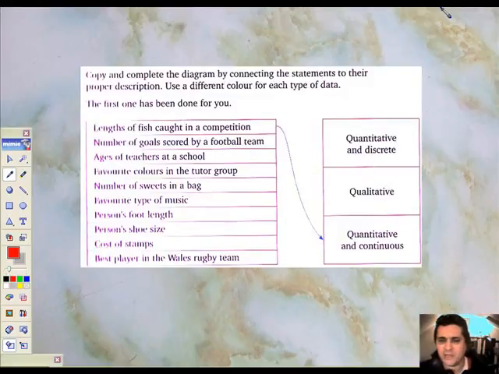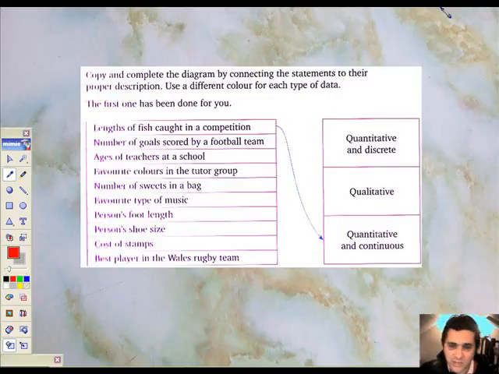It says copy and complete the diagram by connecting the statements to their proper description. Use a different colour for each type of data. I'm not going to do that. I'm not going to draw loads of lines across that page anyway. I'm just going to put a little code next to it. Right, we're actually looking at question 4 on page 35, grade D rated.